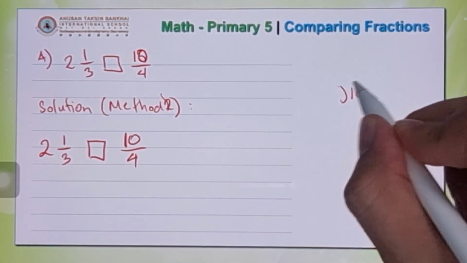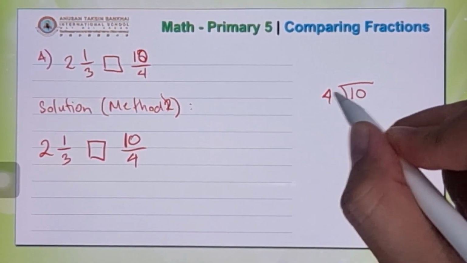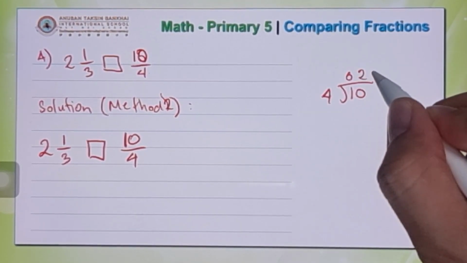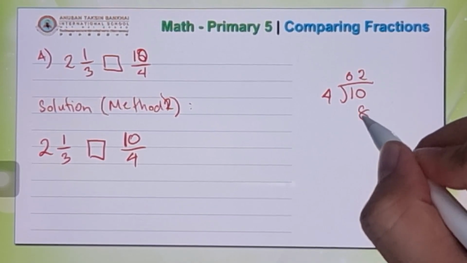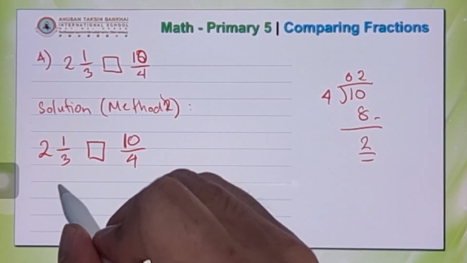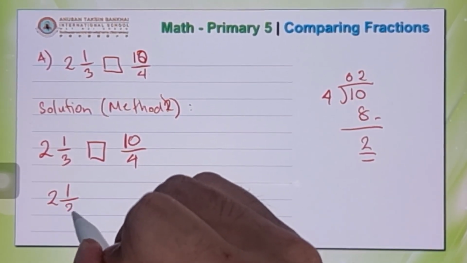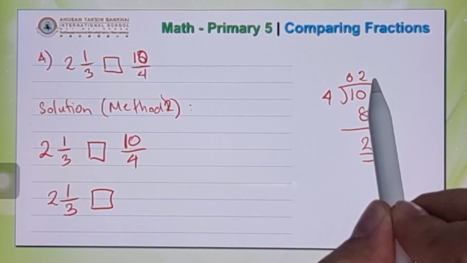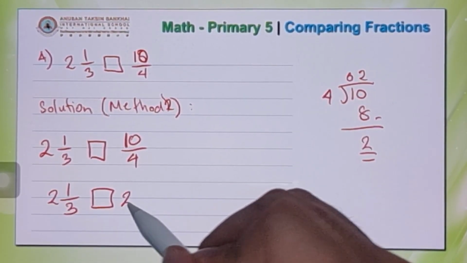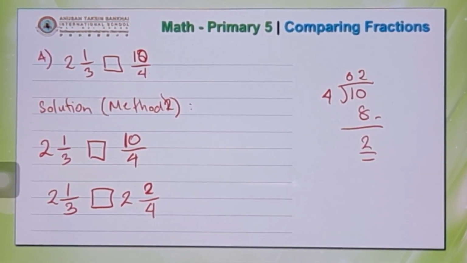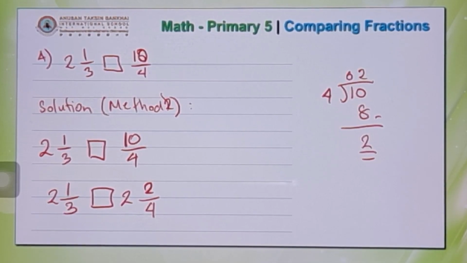So 10 divided by 4, we have 1 divided by 4, 0. 10 divided by 4, we have 2. 2 times 4, we have 8. 10 minus 8, we have 2. So therefore, this is 2 and 1 over 3. Just copy. And then this one is, we have 2 and 2 over 4. So now we have our mixed number.